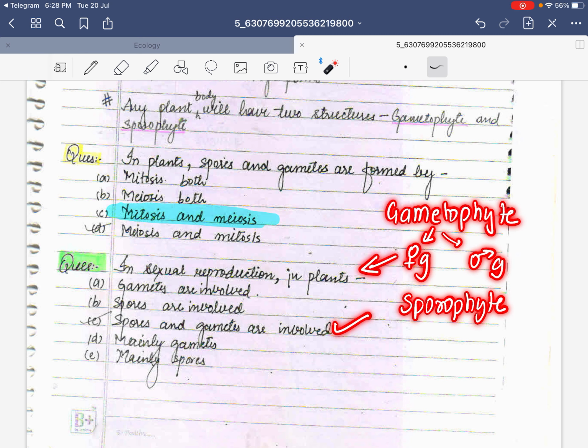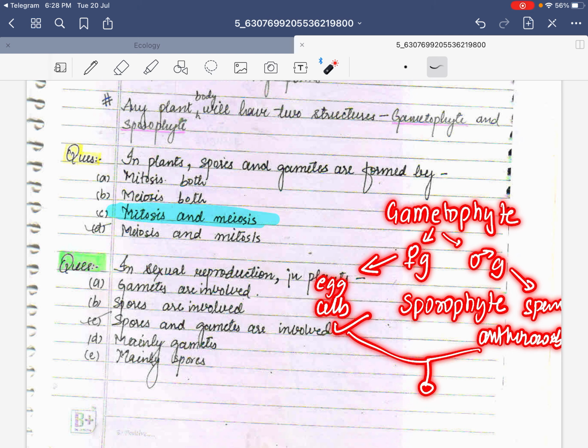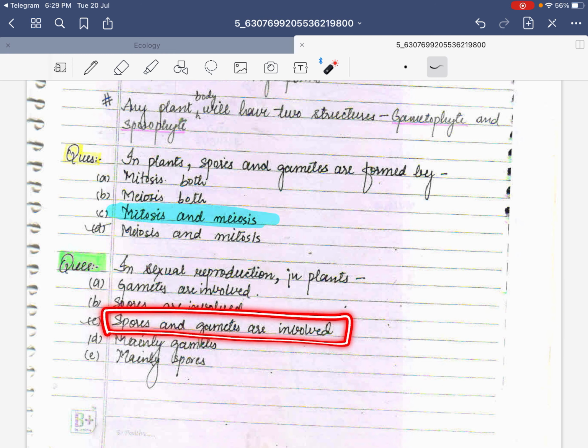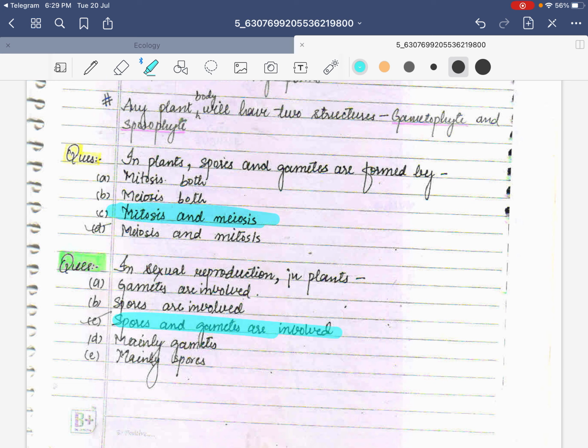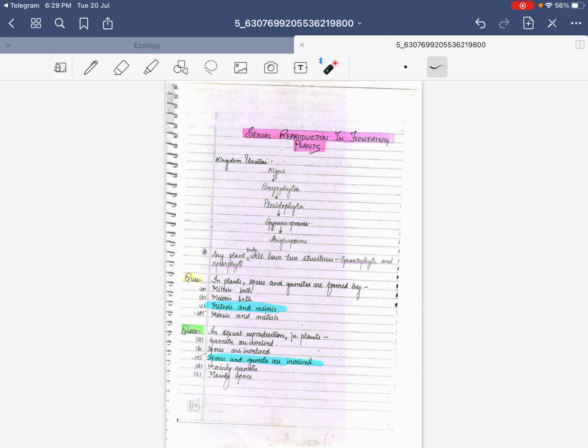Gametophyte bears the female gamete and the male gamete. The female gamete produces egg cells and the male gamete produces sperms, or we call them antherozoids, right? These two meet and form spores. These spores germinate into a sporophyte. This is how a basic plant life cycle goes. So the answer should be spores and gametes are involved. Okay, now let's move on to the other page.